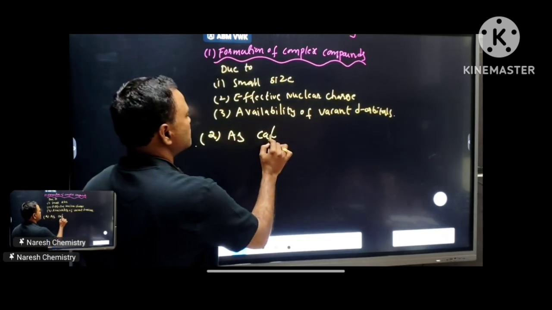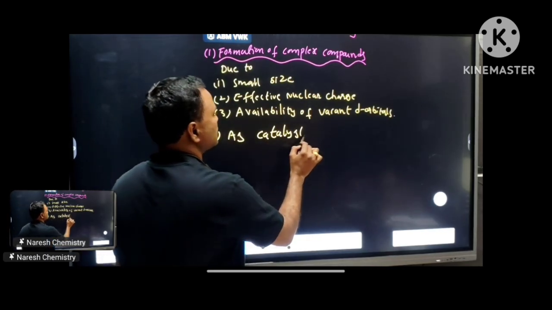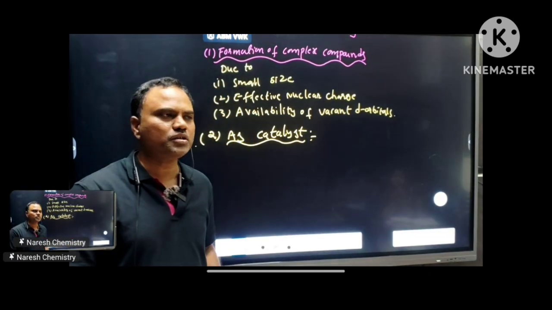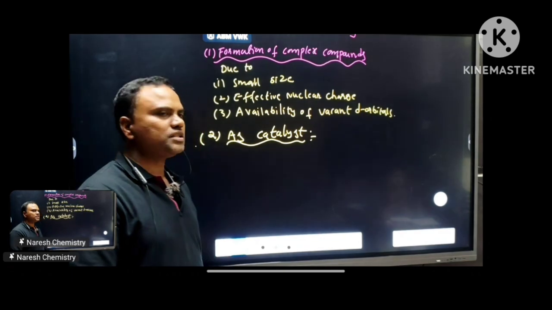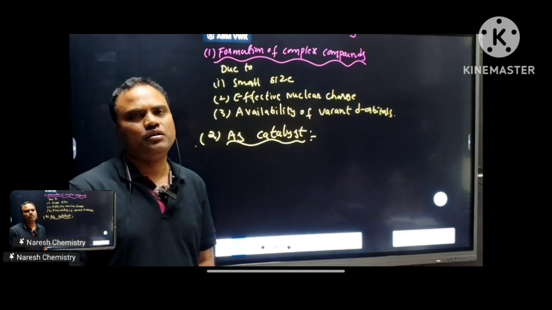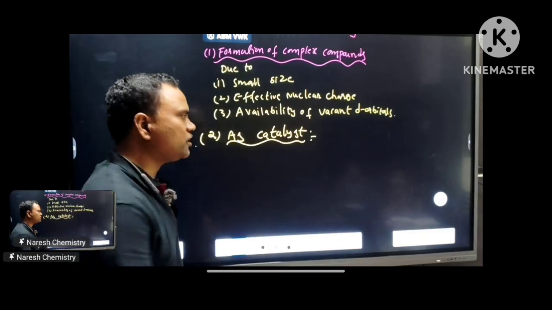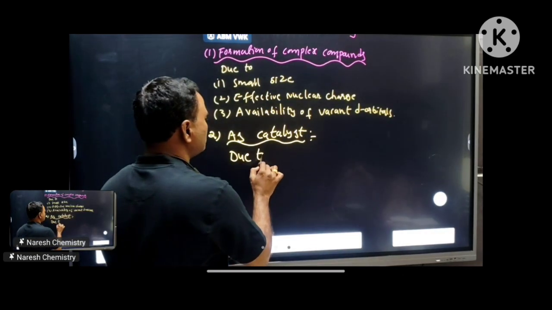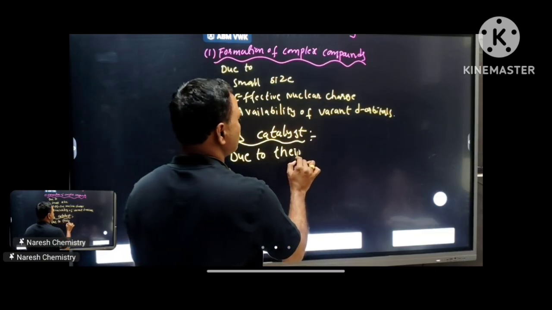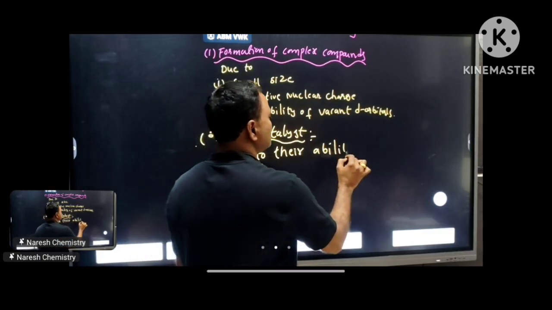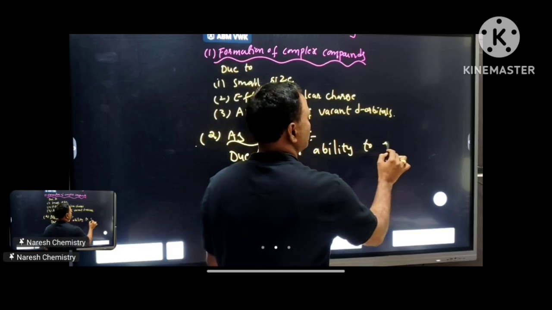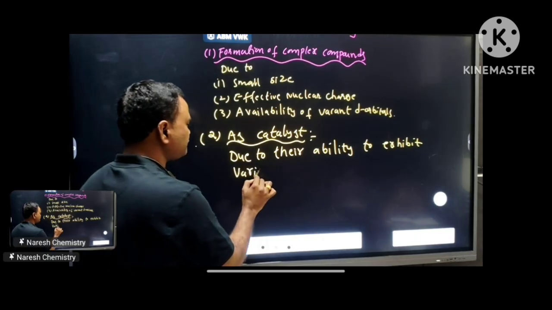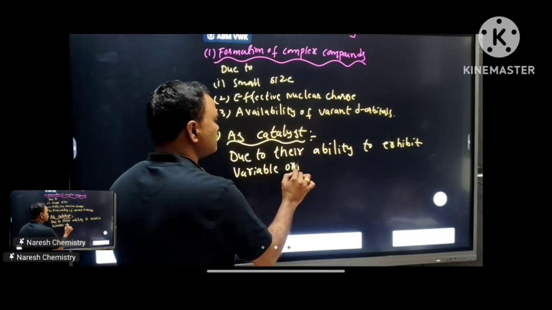Second one, d block elements as catalysts. What is the reason for their catalytic property? Why do d block elements act as catalysts? Due to their ability to exhibit variable oxidation states.